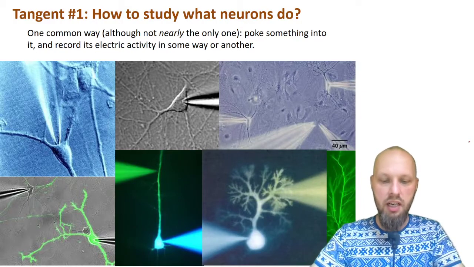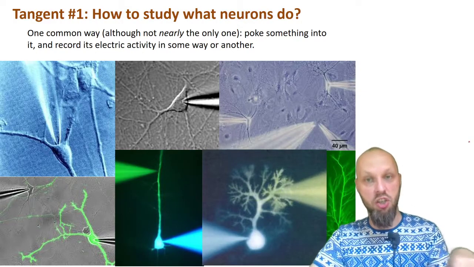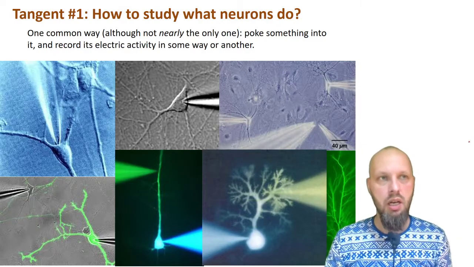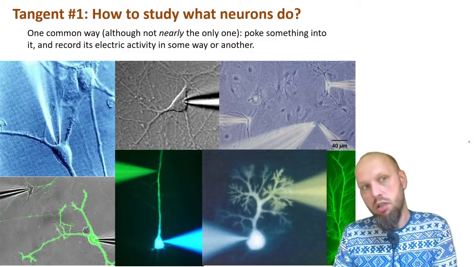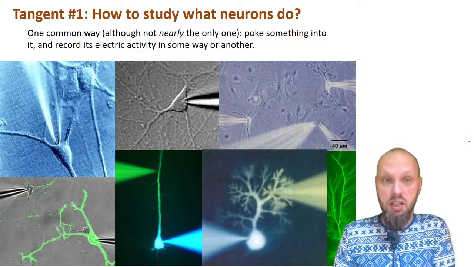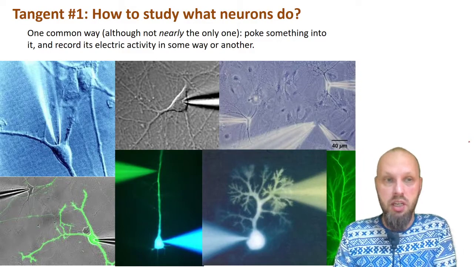Welcome back. Second half of the action potentials lecture. Some examples and tangents and consequences. So tangent number one, how do we study all of that? How can we study action potentials? How can we study what neurons do?